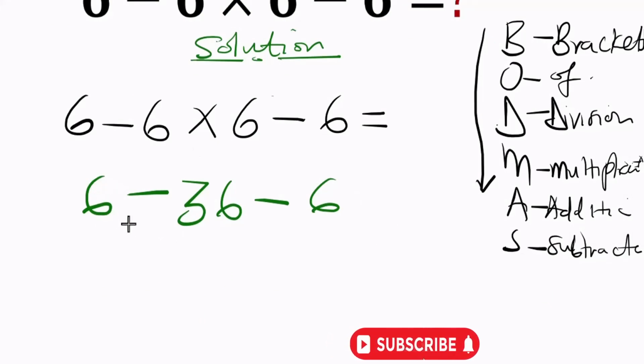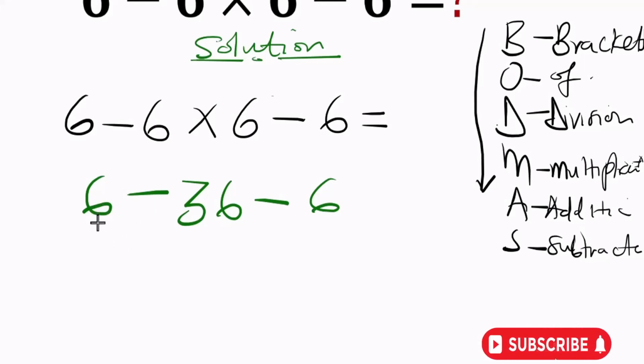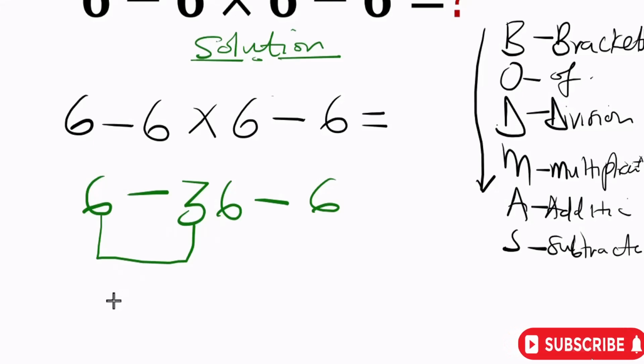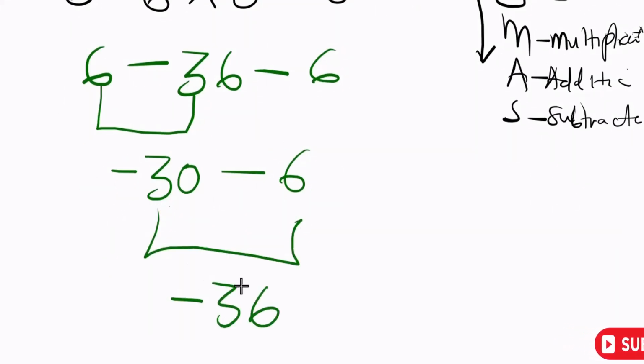In here, the order doesn't matter, since we are dealing with an expression having only one mathematical operation, which is subtraction. I can decide to first take away 6, or I can decide to first take away 36 from 6. Either will give us the correct answer. So I can decide to get 6 minus 36, which gives negative 30, then minus 6. Now minus 6, I get the result to be negative 36. So this is the answer.